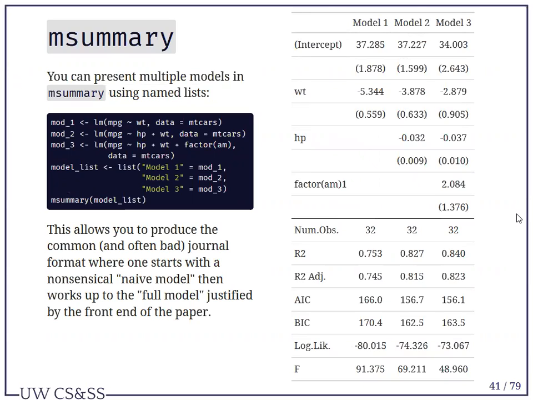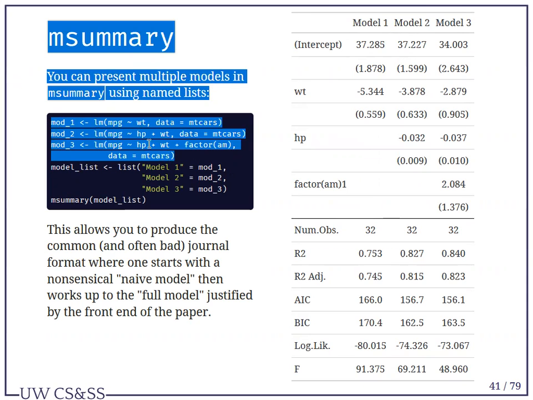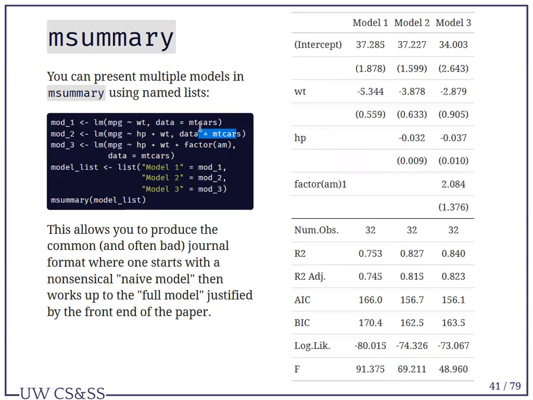You can present multiple models in mSummary using named lists. So here we've run 3 different models, all on the mtcars data set. This one's just a bivariate case. This one is a multivariate case. This one has an additional factor.